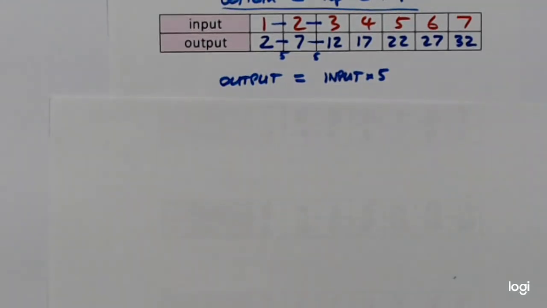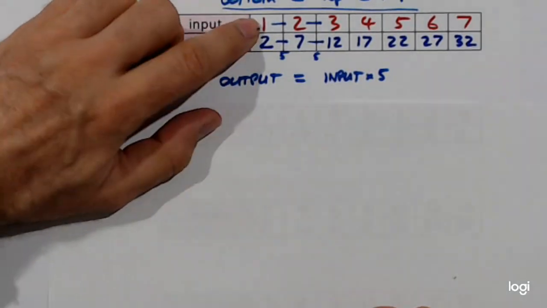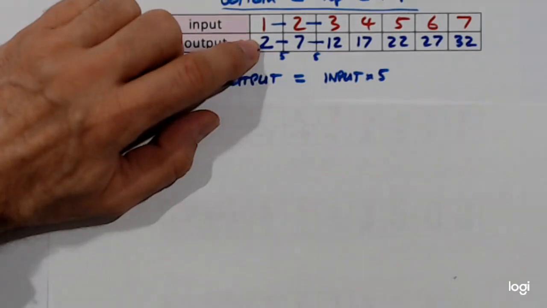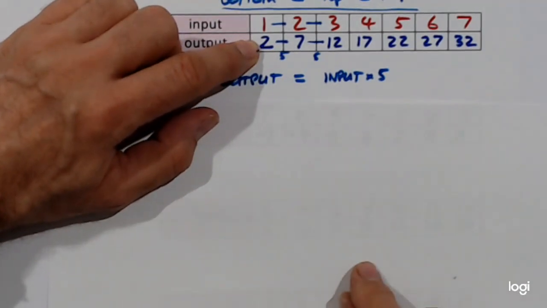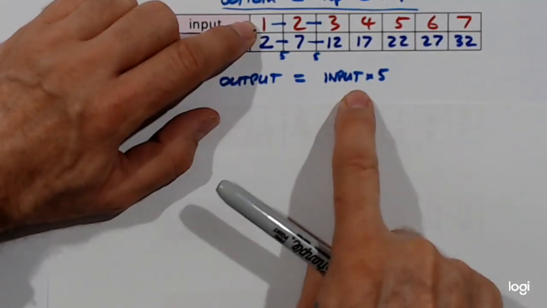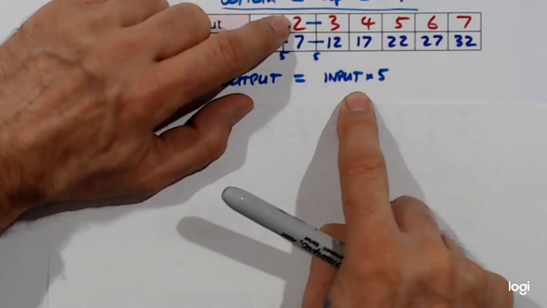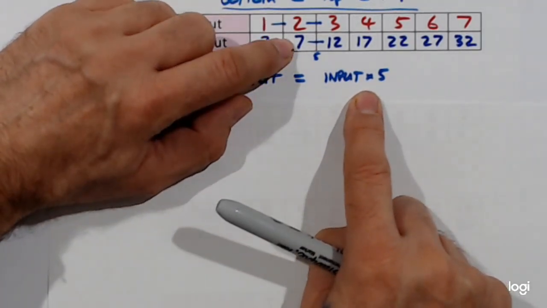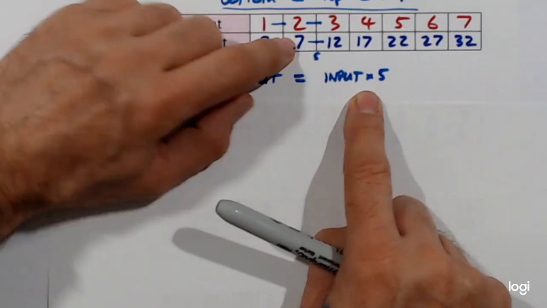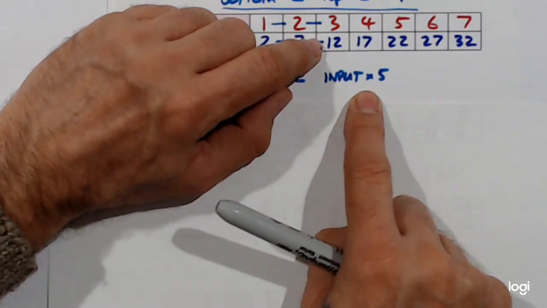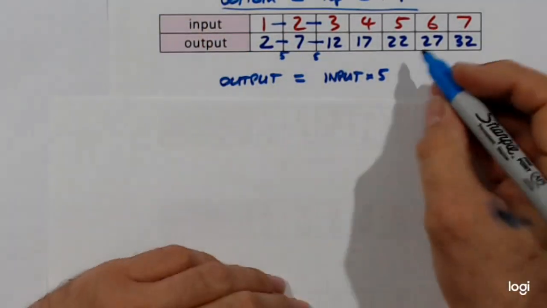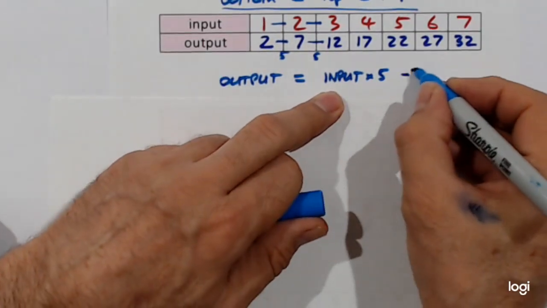But is that all you have to do? Let's have a look. 1 times 5 is 5. What do you have to do to a 5 to get to 2? You have to minus 3. Right? 1 5 is 5. Minus 3 is 2. 2 5s are 10. 10 minus 3 is 7. So I have to minus by 3 to get it right. 3 5s are 15. Minus 3 is 12. So to make this correct, you've got to minus 3.